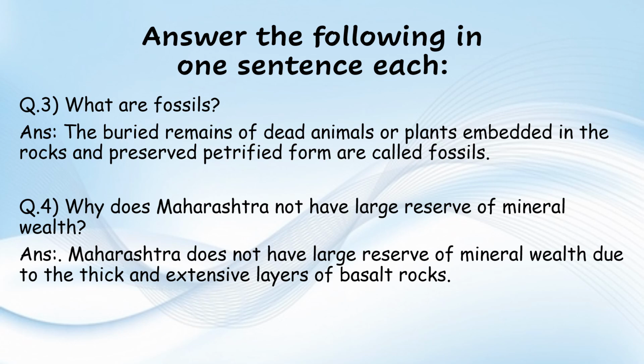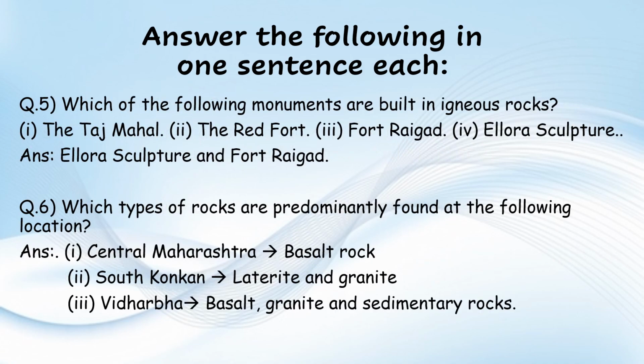Then why does Maharashtra not have a large reserve of mineral wealth? Because of basalt rock, I said it in the map. As it has thick and extensive layers of basalt rock, there is no possibility of mineral wealth. Then one question from your textbook exercise: which of the following monuments are built in igneous rocks? We have given four options: Taj Mahal, the Red Fort, Fort Raigad, Ellora sculpture. So Ellora sculpture and Fort Raigad are the two monuments built in igneous rocks, that is basalt rock.